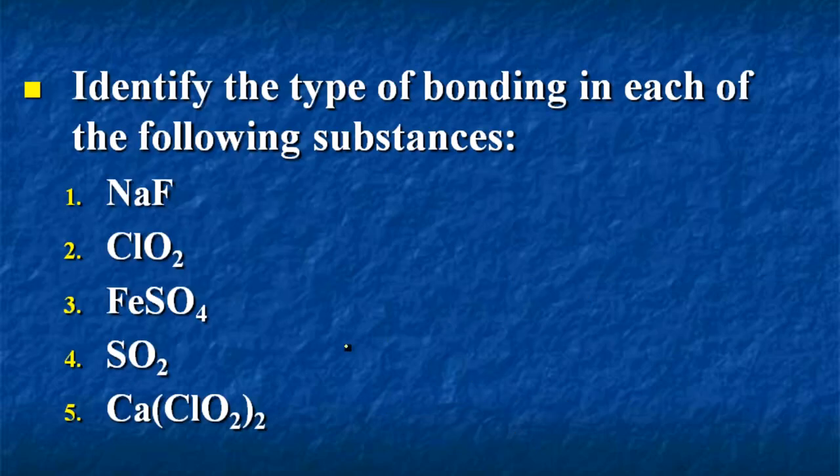So here are some compounds. Let's try to identify the type of bonding in each of them. NaF, what type of bond? Ionic bond. It is an ionic compound, therefore it should have ionic bond. How about ClO2? Covalent bond. How about FeSO4? Only ionic bond?